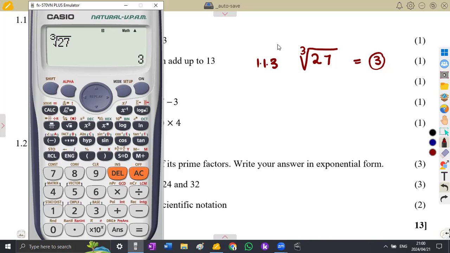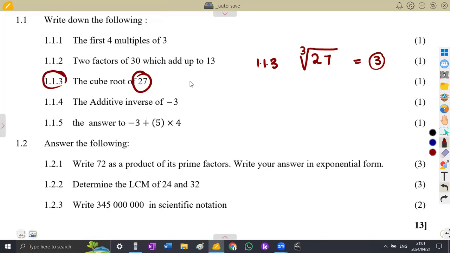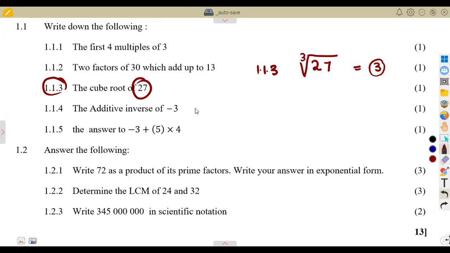So you can also opt for a calculator. No one is going to know that you have used a calculator. It's just 1 mark for that, okay? 1.14. The additive inverse. So take note, we need the additive inverse of -3.